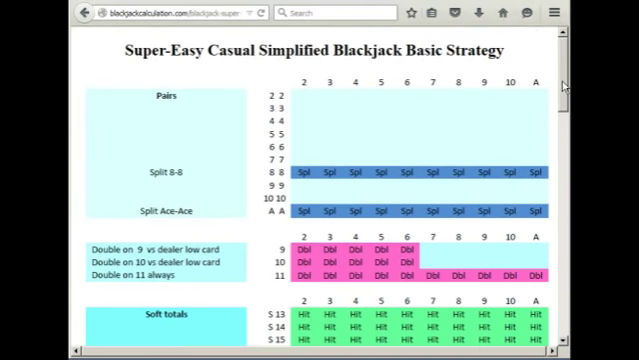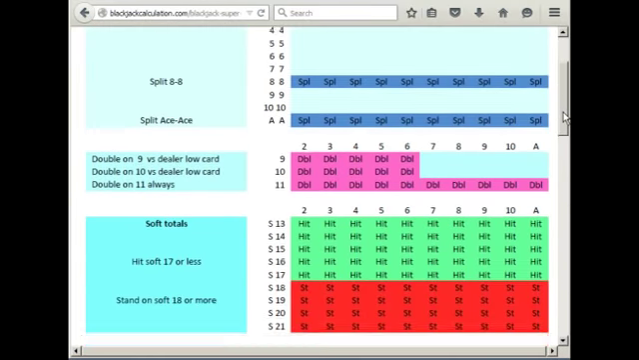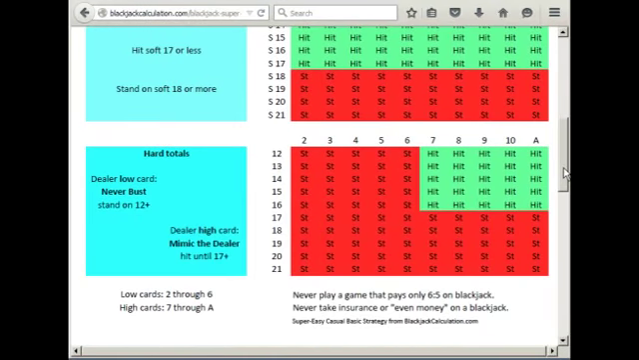So I've organized these charts in the order that you make the decisions, but the order of learning them is from bottom to top, because the bottom decisions happen much more often than the ones at the top. So if you learn nothing else, learn this bottom part of the chart.